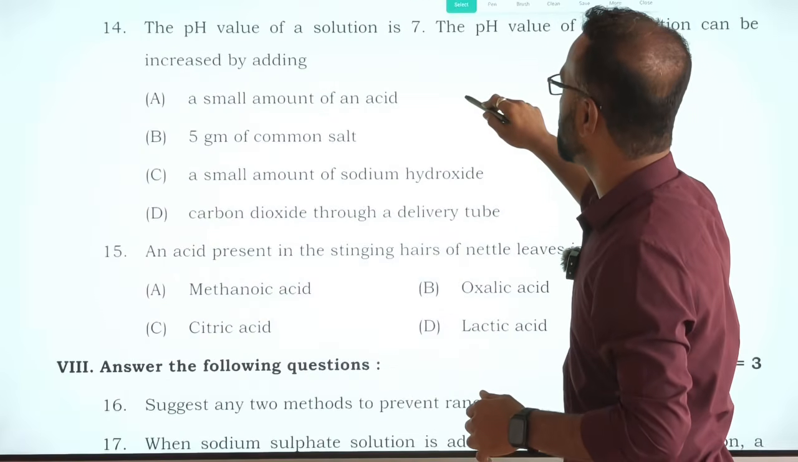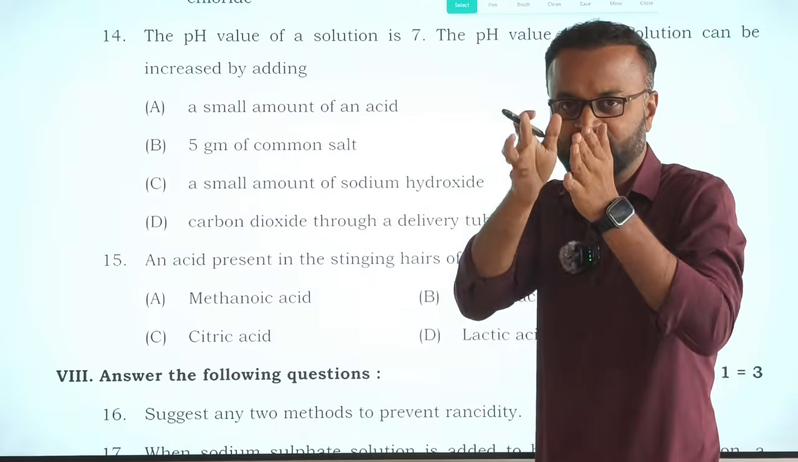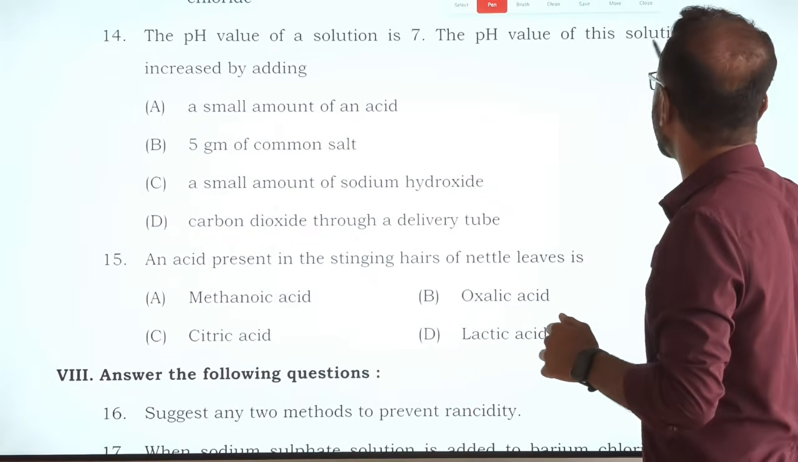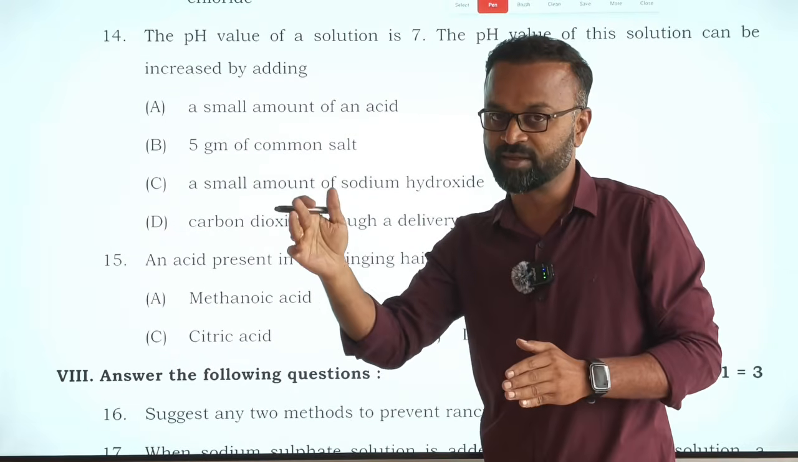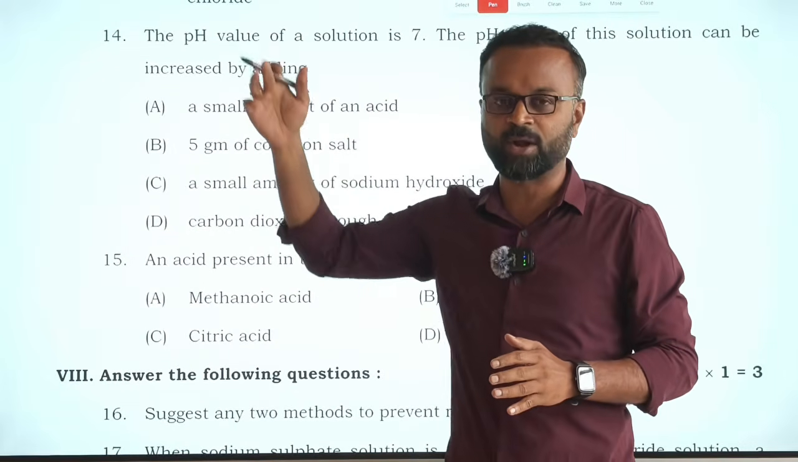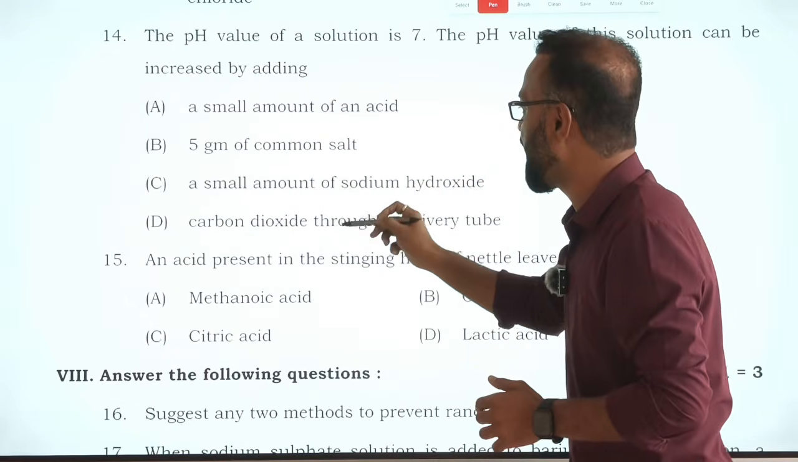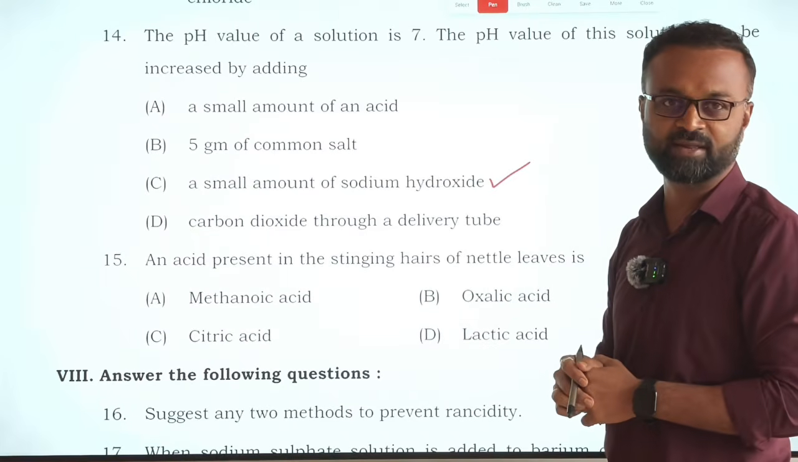Next question is, the pH value of the solution is 7. They have given the pH value, that is 7, a neutral solution. And the question is, the pH value of this solution can be increased by adding what? pH value increasing means it should go 8, 9, 10, 11, 12. That means basic property should increase. That means we will be adding a small amount of sodium hydroxide, that is the correct option.